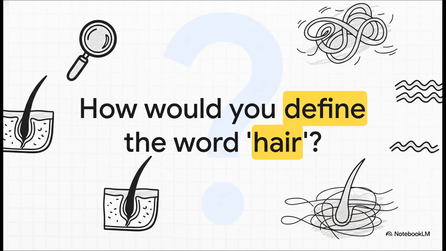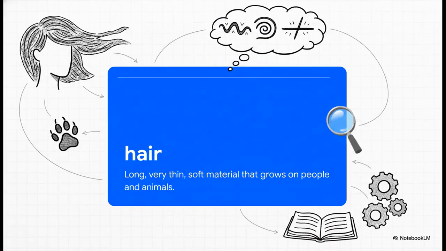It's surprisingly tricky, isn't it? You might start talking about protein filaments or follicles, and all of a sudden, what seems simple gets really complicated really fast. Okay, now check this out.